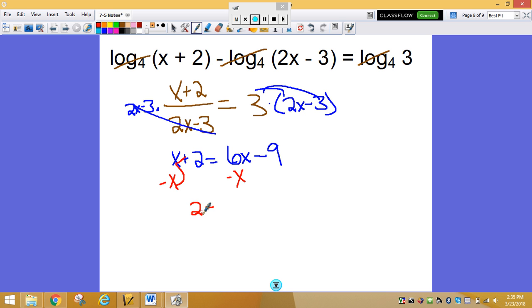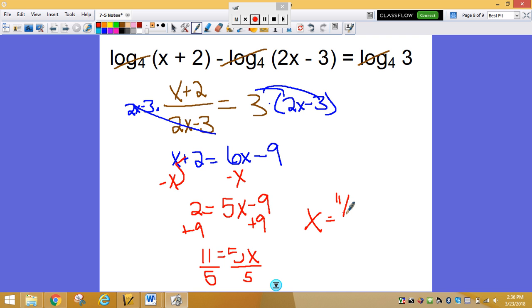So I get 2 equals 6 minus 1 is 5x. I'm going to move my 9 over and do plus 9. 2 plus 9 is 11. Divide by 5 on both sides. And x is 11 over 5.